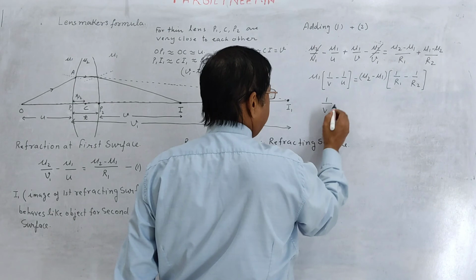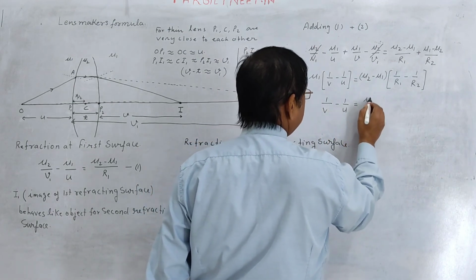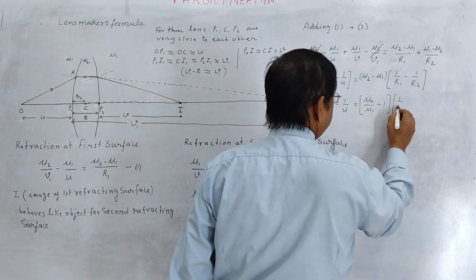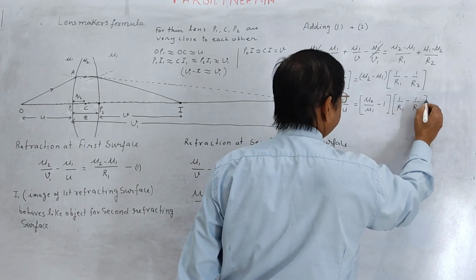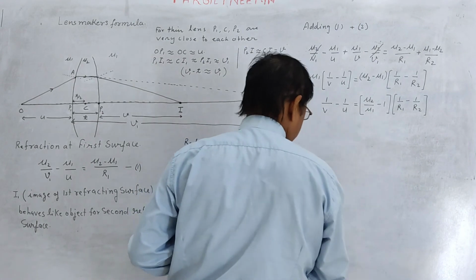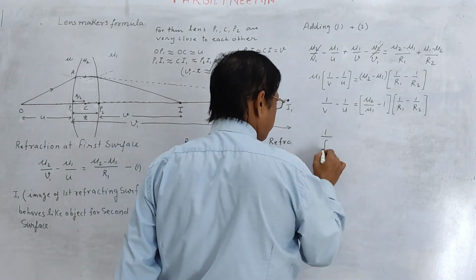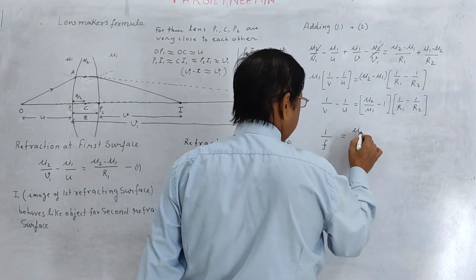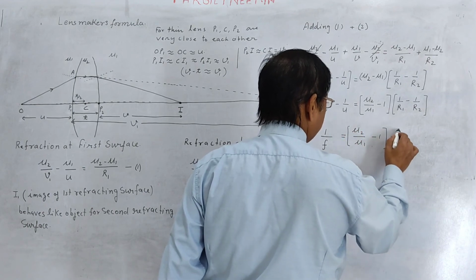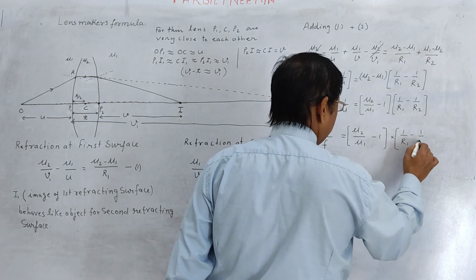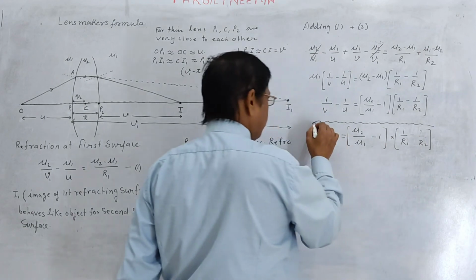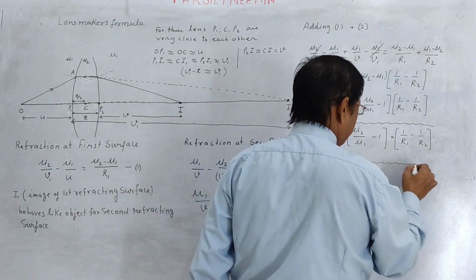So 1 upon V minus 1 upon U is equal to mu2 upon mu1 minus 1, into 1 upon R1 minus 1 upon R2. So this is the lens maker's formula, and we know that 1 upon V minus 1 upon U is 1 upon F, the thin lens formula. So 1 upon F is mu2 upon mu1 minus 1, into 1 upon R1 minus 1 upon R2. So this is the formula for a thin lens, the lens maker's formula.